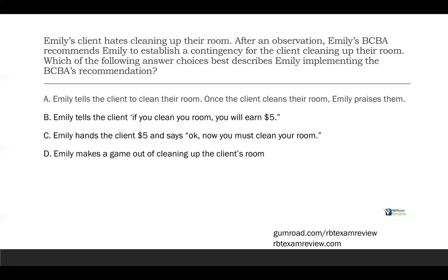We do not bribe. And then D, Emily makes a game out of cleaning up the client's room. Maybe that's one way to get them to do it, but that is not a contingency. That's just a strategy. So the best answer here is B. Emily tells the client, if you clean your room, you will earn $5.